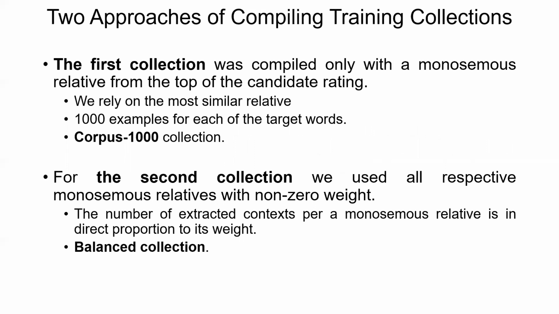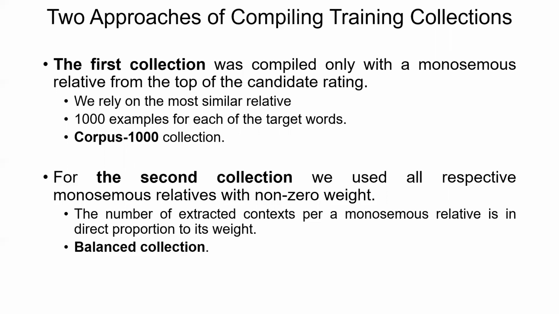In our research, we implemented 2 ways of creating training collections based on monosemous relatives rating. We compiled the first collection only with the monosemous relative from the top of the candidate rating. We wanted to obtain 1,000 examples for each of the target words. For simplicity, we call this collection Corpus 1000 because we obtained exactly 1,000 examples for each sense.